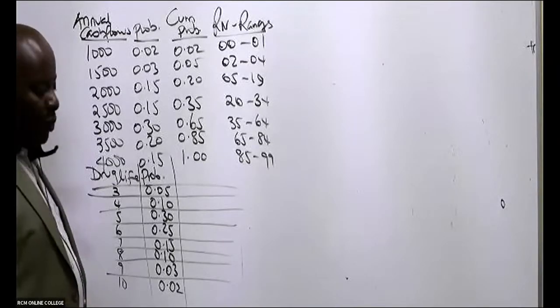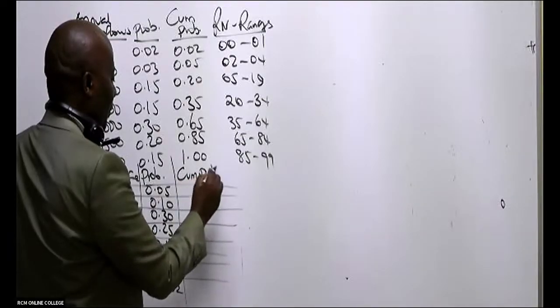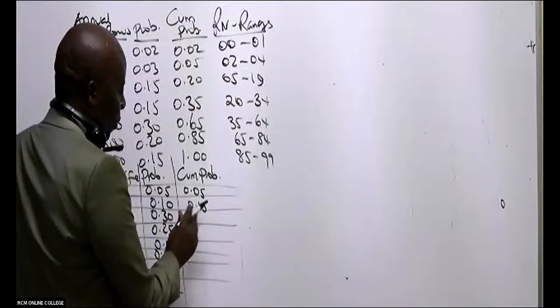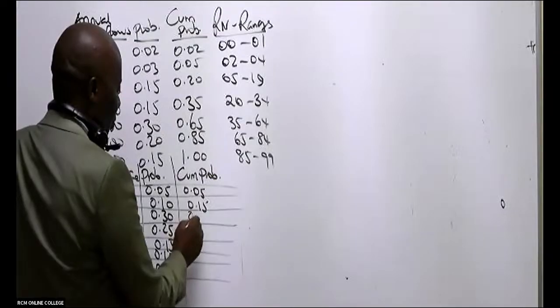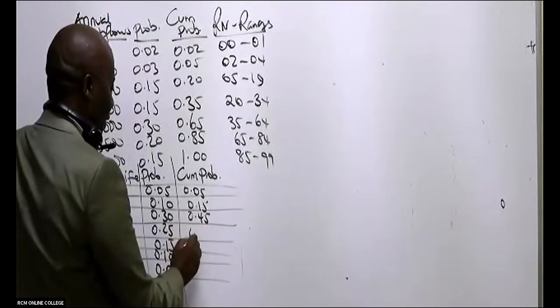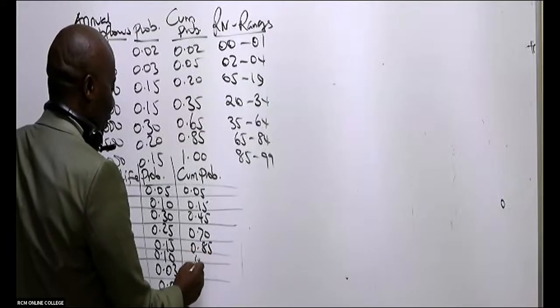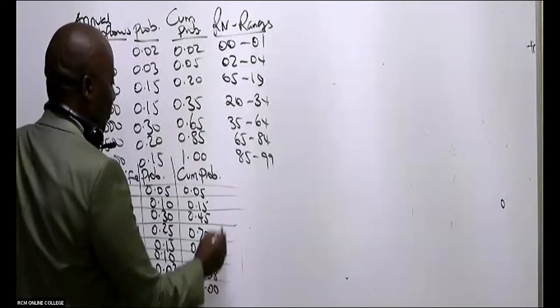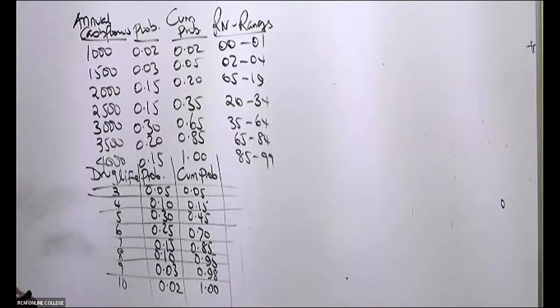Go ahead and give us cumulative probabilities as usual. So this will be 0.05, 0.15. I know now you're experts, eh? It's about adding downwards. So this gives us 0.45, 0.70, 0.85, 0.95, 0.98, 1.00. And then out of this, we shall be able to get the random number ranges.